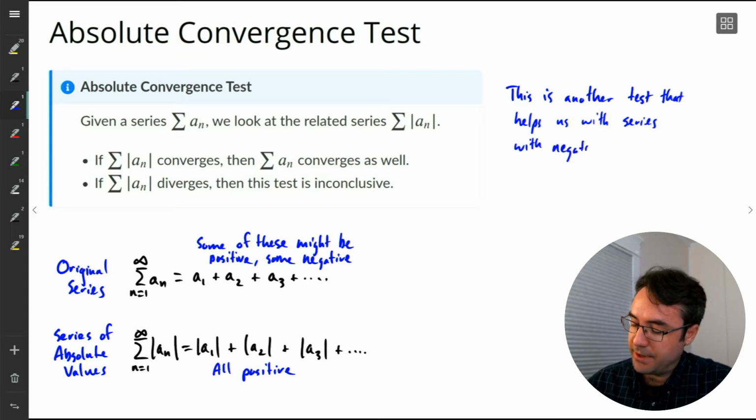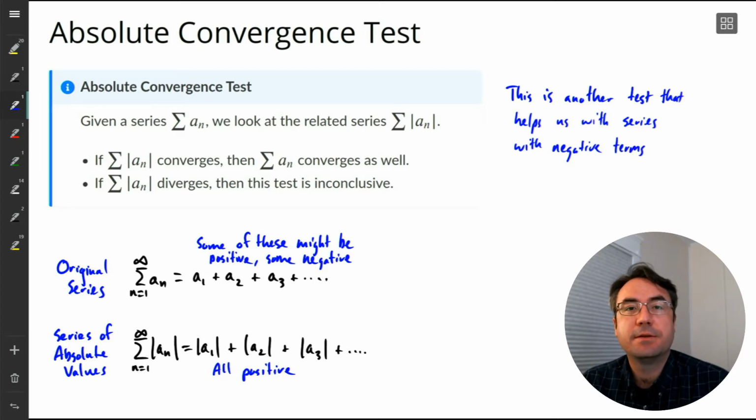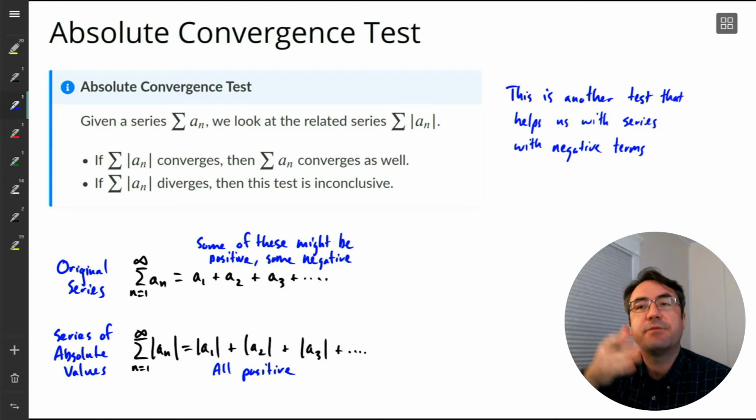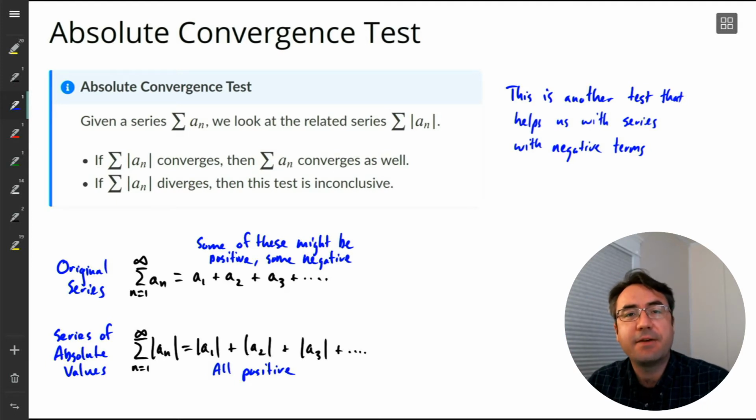So we've already seen some of these. Most of the tests that we've used, let's go through them. Integral test: we needed our terms to be positive. The comparison test, we needed our terms to be positive. The alternating series test was one where we could have negative terms, but it had to have a very specific alternating pattern: positive, negative, or negative, positive, negative, positive. Here, this is a little bit more relaxed. It doesn't necessarily have to have that exact alternating negative, positive pattern. Just some of them might be negative, some of them might be positive. So it's a little bit more relaxed.